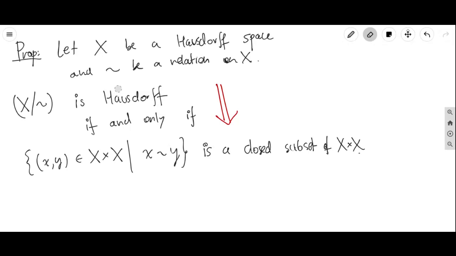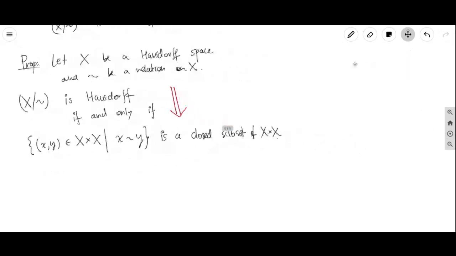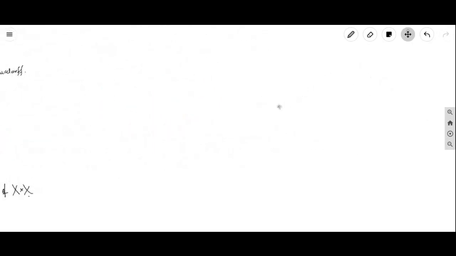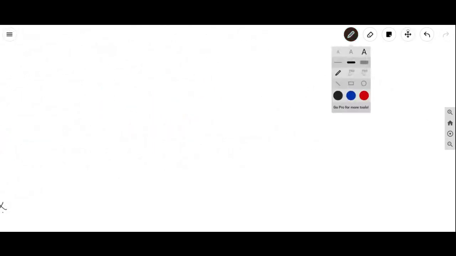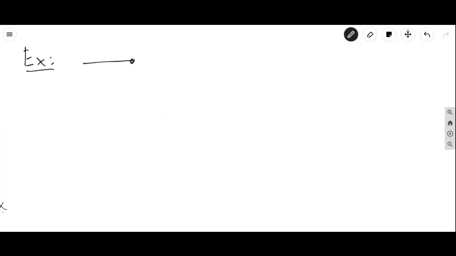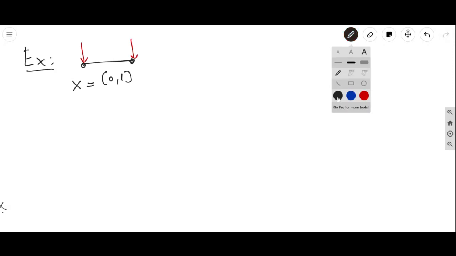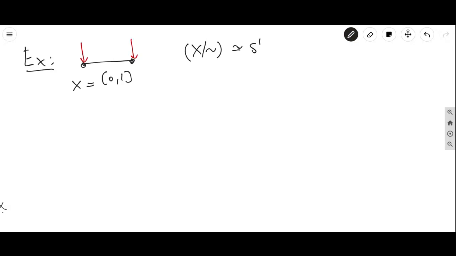Now let me just show you an example very quickly before we do anything with this. Here's perhaps an easy example to illustrate this. This was our earlier example where we have the interval from 0 to 1. That was X, and the relation that we had was that these two endpoints were being glued together. And we've said that the quotient was homeomorphic to the sphere, so it is Hausdorff.